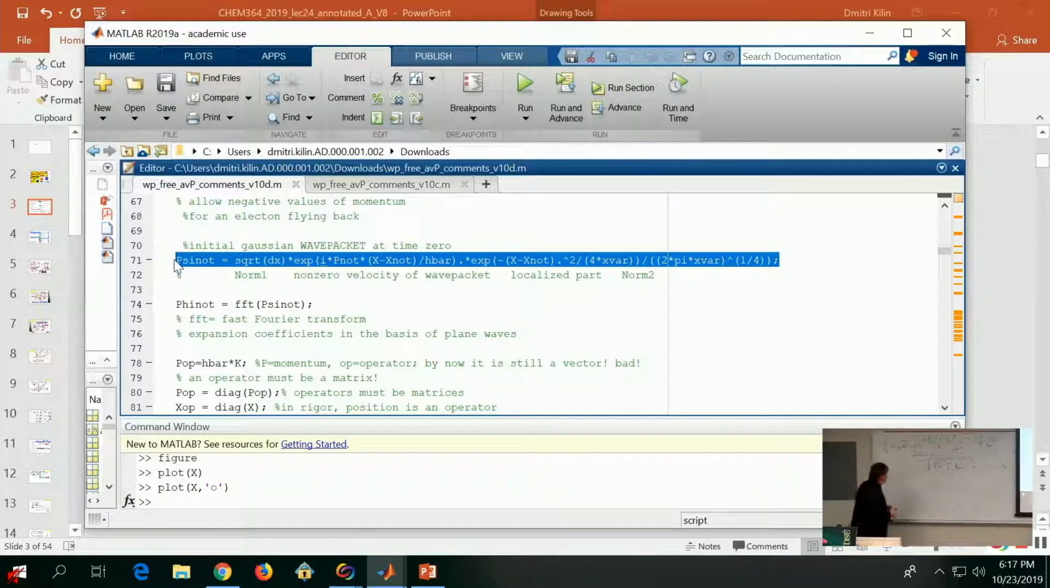How much does it remind you of the Gaussian wave packet from the class? Is it similar or different? Or is it similar in one aspect and different in another?